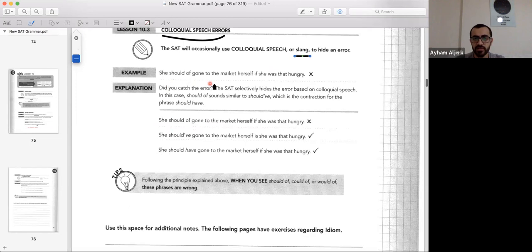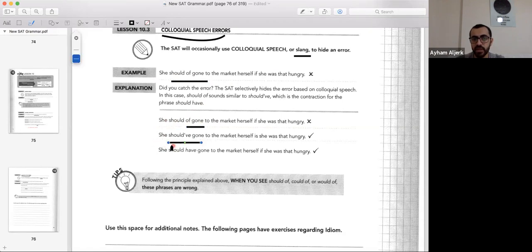She should have gone to the market herself if she was that hungry. If you are talking informally, chatting with your friend or you hear it somewhere, people use "should of," but grammatically it's incorrect. If we say "she should have gone," we know that after "should," we should have a verb in the infinitive form.